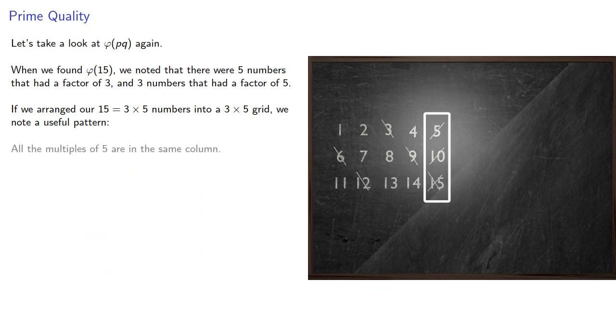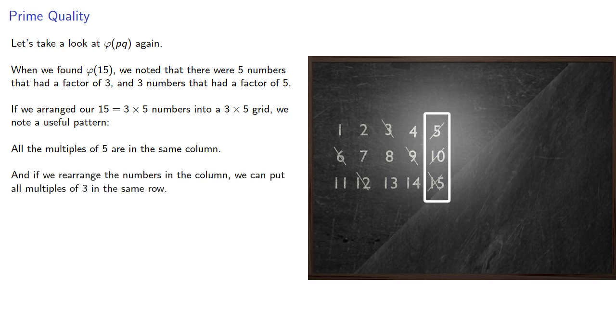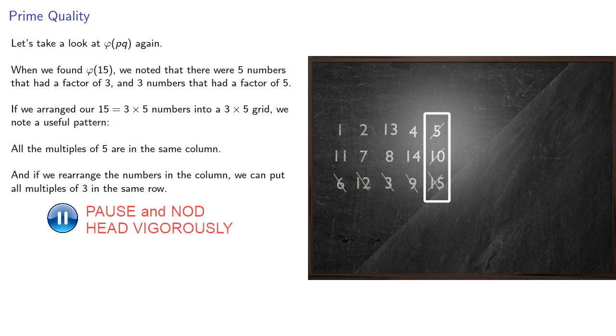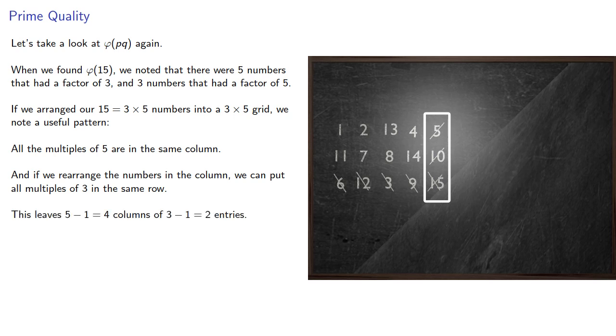All the multiples of 5 are in the same column. And if we rearrange the numbers in the columns, we can put all multiples of 3 in the same row. This leaves 4 columns of 2 entries, which is how we got our phi of 15. So that's what happened if p and q were prime. What if p and q are relatively prime?